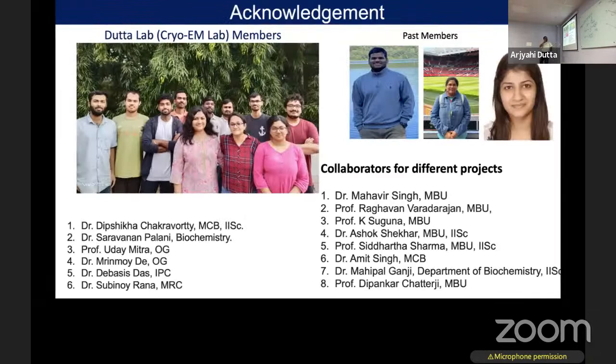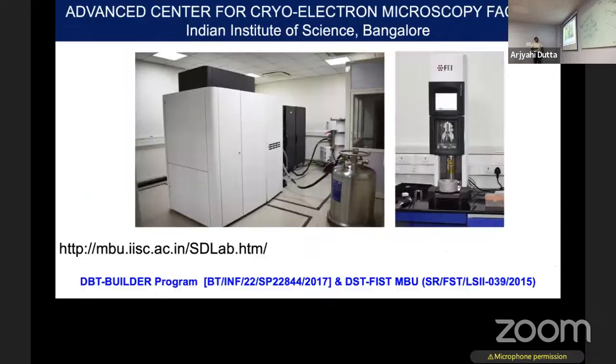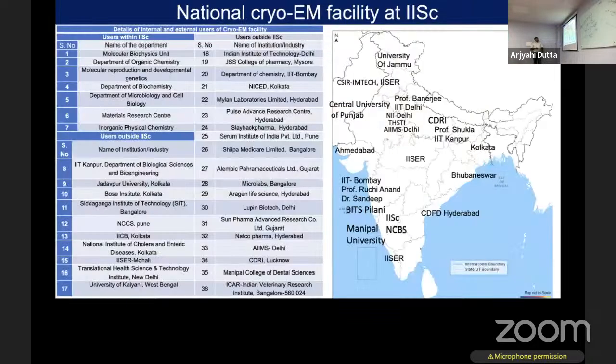So this is my group. They have just finished their PhD and are now doing their postdoc. And this is our cryo-EM facility. Here there is a huge user list, roughly 70 to 75 users almost every year, and sometimes some labs have 2 to 3 students using it. So that number is huge.